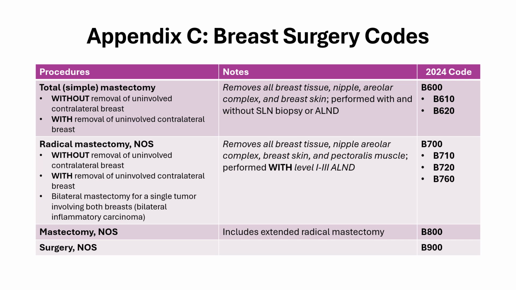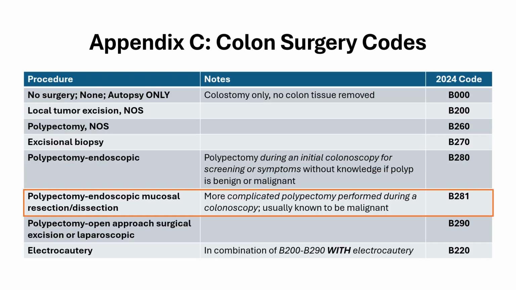If you know surgery was performed but you don't know the type and cannot code it to anything else, use B900. Here we have the colon surgery codes that have been updated. I have orange boxes around those that are new and updated for 2024. So pay attention to some of those, and also some of these have kind of rearranged and moved around.